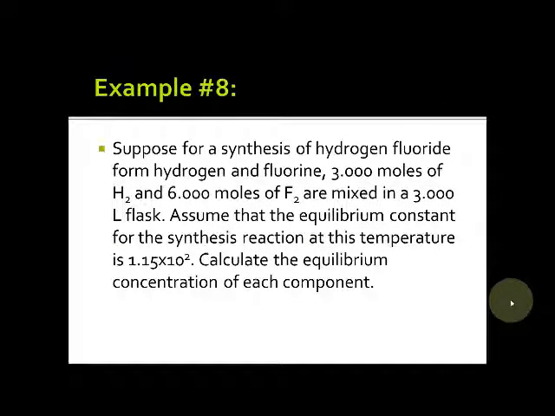Okay, so for example 8, suppose a synthesis of hydrogen fluoride forms from hydrogen and fluorine. 3 moles of H2 and 6 moles of fluorine gas are mixed in a 3-liter flask. Assume that the equilibrium constant for the synthesis reaction at this temperature is 1.15 times 10 to the second. Calculate the equilibrium concentration of each component.